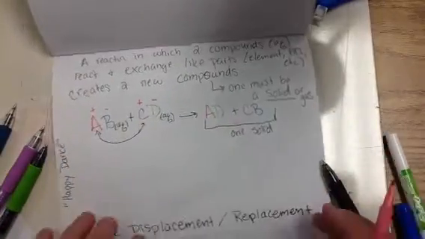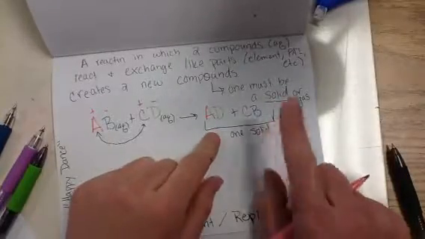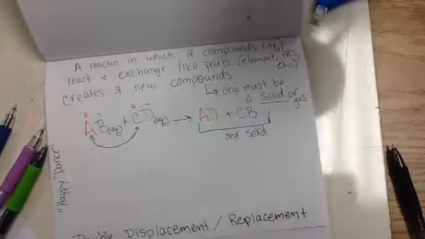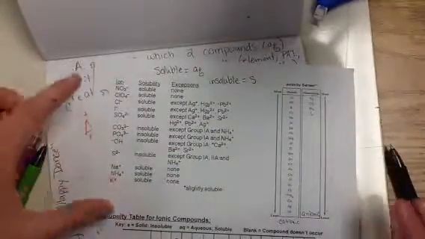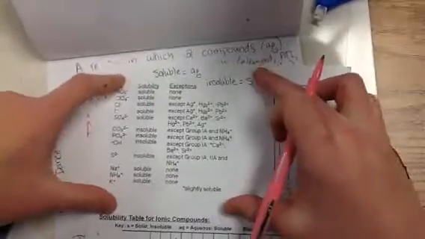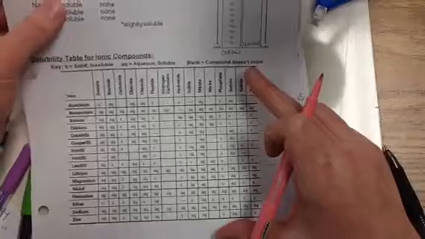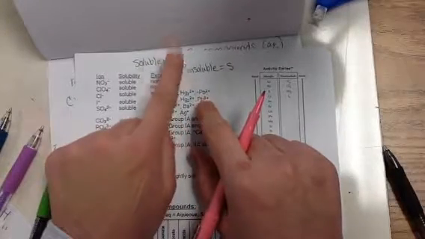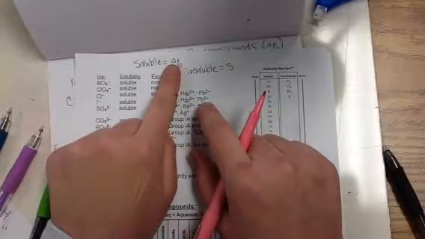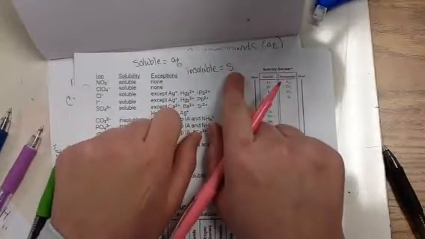The way you're going to check if one is a solid is by using your solubility rules. Your solubility rules are in two places. There is one type of solubility rules here, and the other type is here. They both say the exact same thing, but you will need to use both of them sometimes. Just a reminder that if something is soluble, it means that it is aqueous, because soluble means dissolved in water. Insoluble means it's not dissolved in water, which would be a solid.